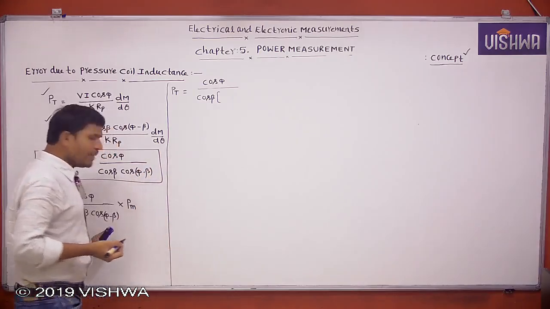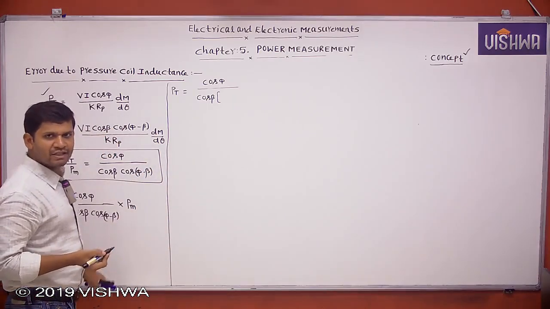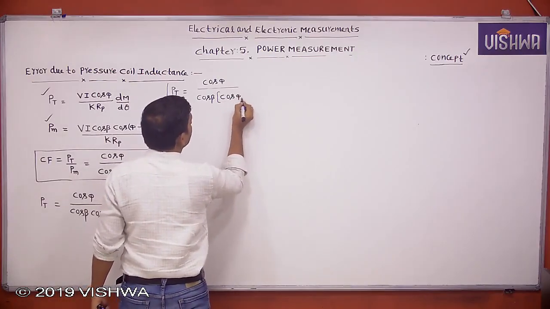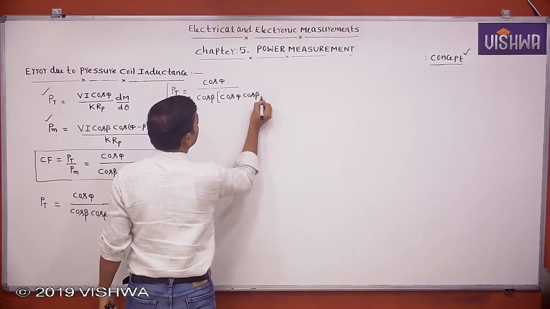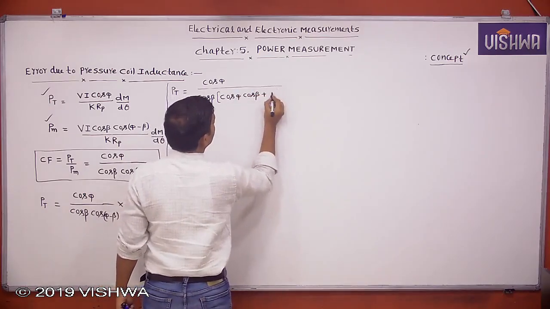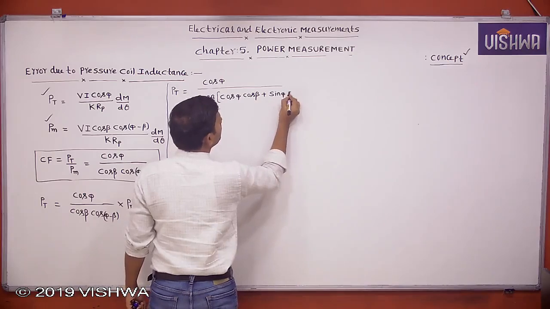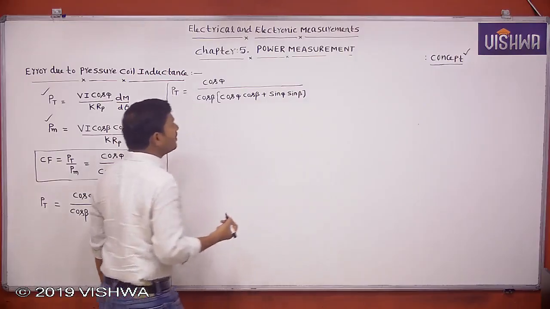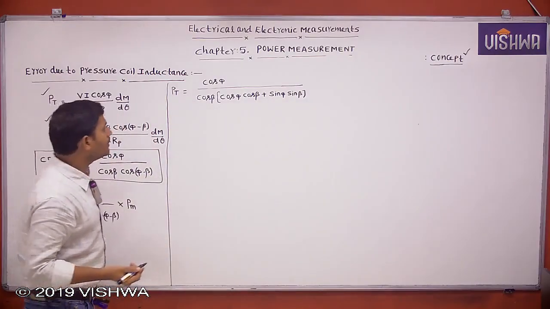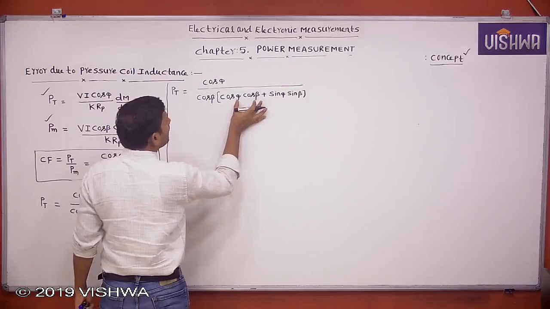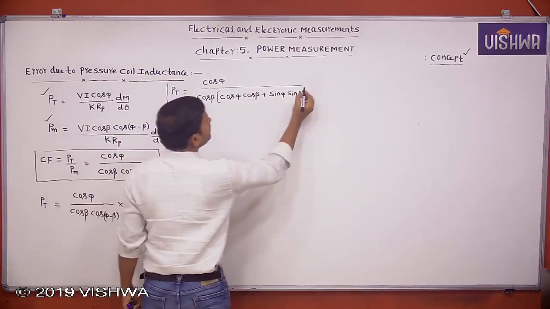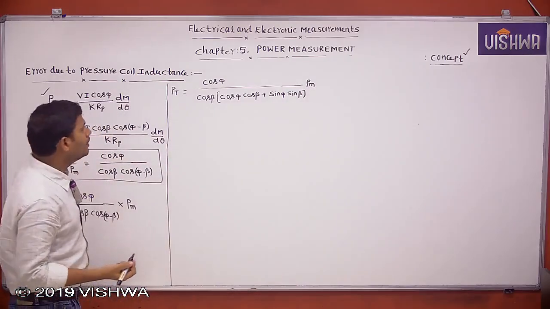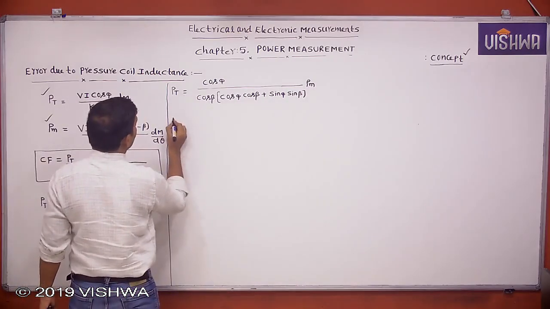What is cos of phi minus beta? You can write cos A minus B: cos phi cos beta plus sin phi sin beta. Is that correct? Cos A minus B is cos A cos B plus sin A sin B. Now from this you take cos phi cos beta as common, into measured power.